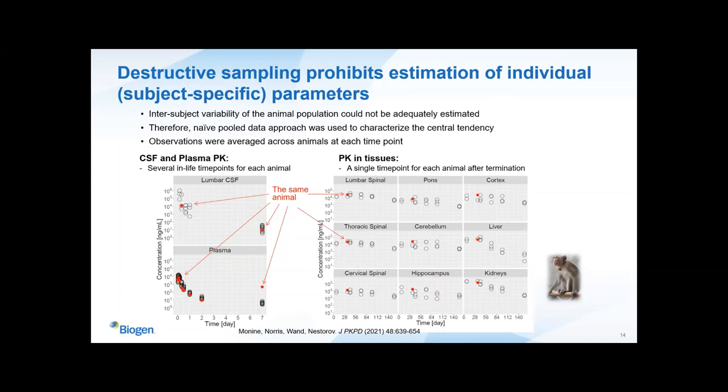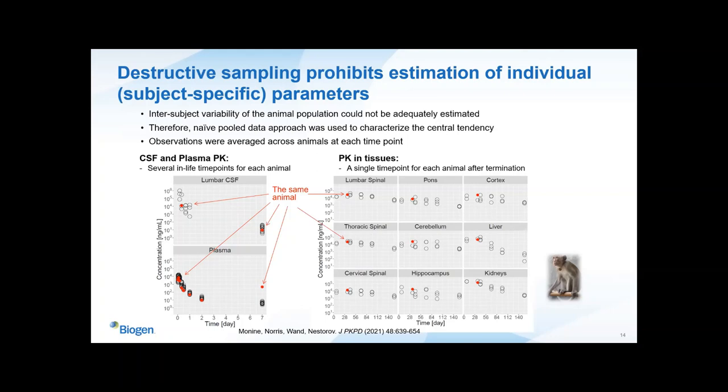The monkey data is typically very, very sparse, as you can see on the illustration here. We are getting quite substantial information from plasma, because we can sample relatively easily after each administration. In CSF, we can get pre-dose concentrations still in live animals. However, in tissues, we are not able to get a time course for every animal. So in tissue, we have only one observation, only one time point per animal.